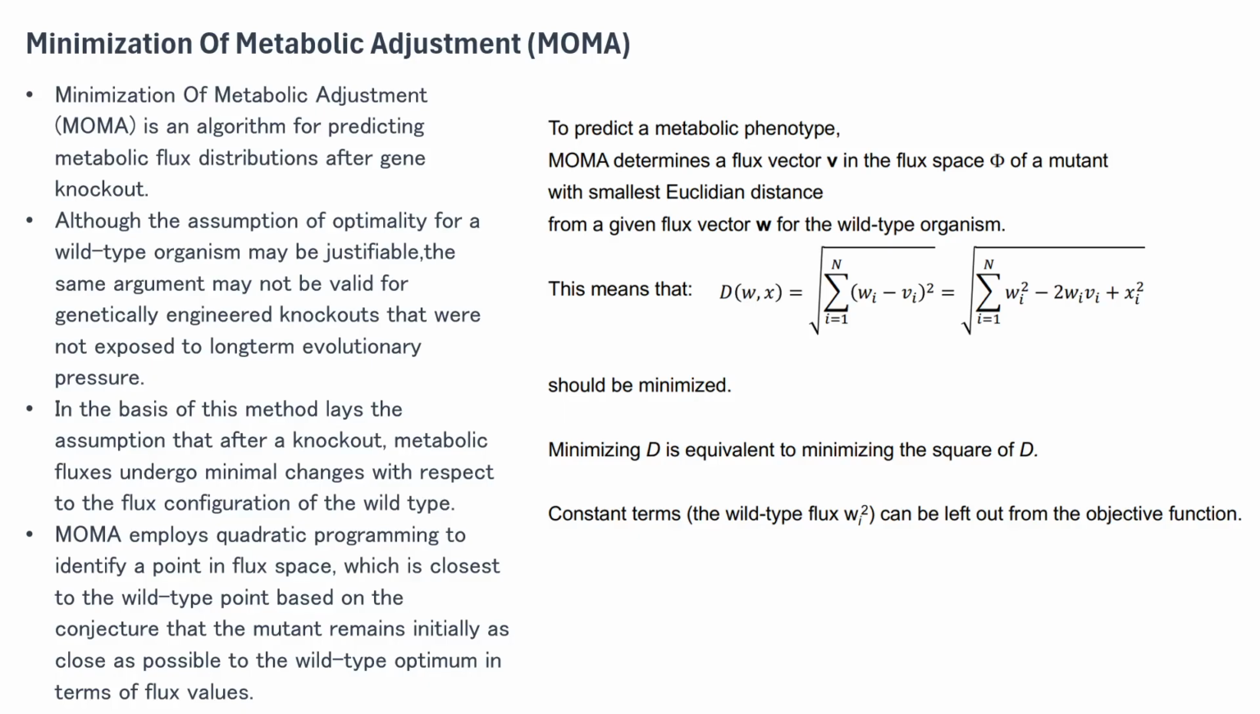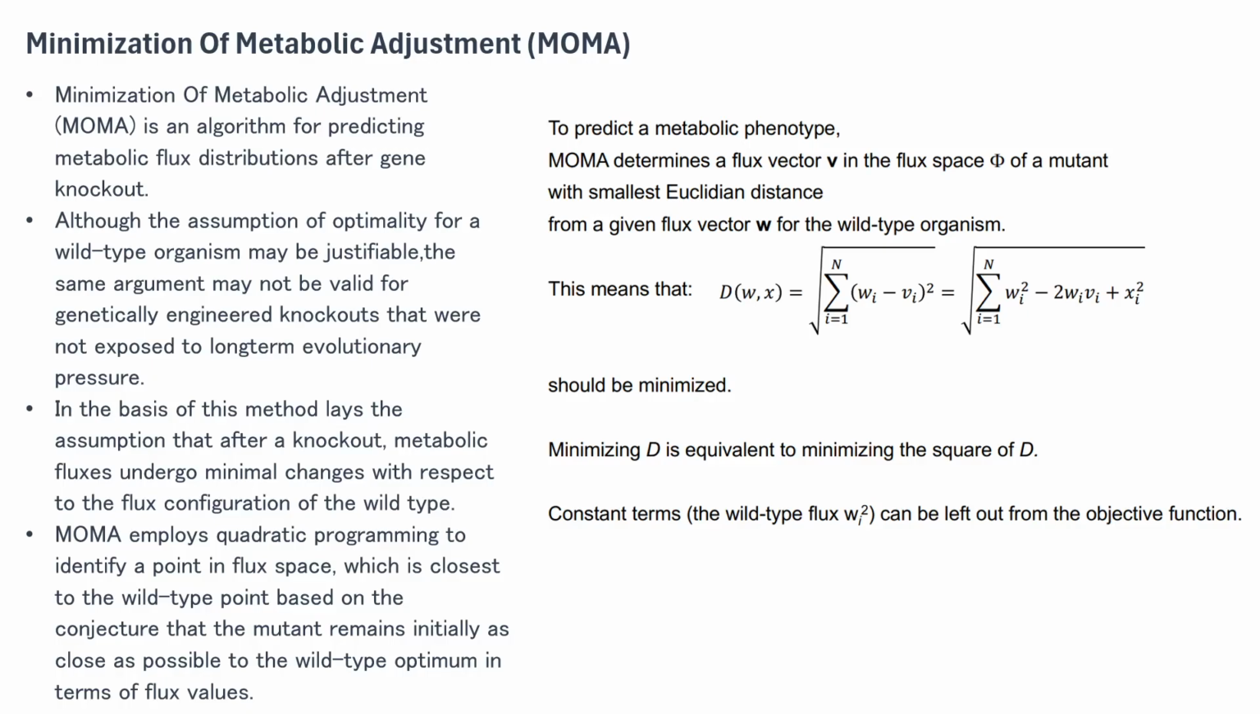Next comes the concept of minimization of metabolic adjustment, which is known as MOMA. It is an algorithm for predicting metabolic flux distributions after a gene knockout. It assumes that after a gene knockout, the metabolic fluxes will undergo minimal change with respect to the flux distribution of the wild type. Why is that? Because of the inherent robustness of biological systems. If you delete one of the genes, there is a possibility that certain other genes will take up its function, so that the whole system does not collapse because one gene is deleted.